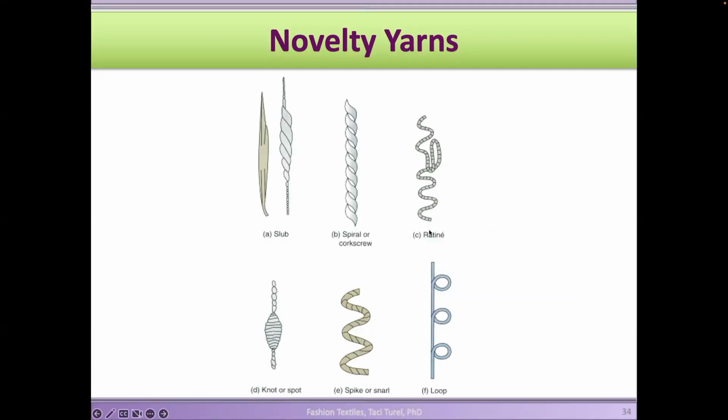So let's talk a little bit about some of the popular ones. Slub yarns are yarns that have those thick spots and then thin spots. And when you make a fabric out of these yarns, it creates a very different, distinct effect or texture on the fabric. These are called spiral or corkscrew yarns. This is called a ratine yarn. This is a knot yarn or spot yarn. These kind of yarns are kind of like the slub yarns, but they have knots along their length. This is a spike or snarl. And this is a loop yarn.